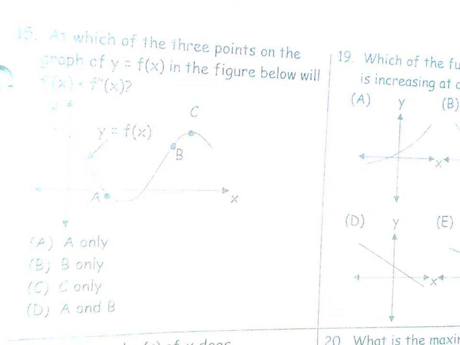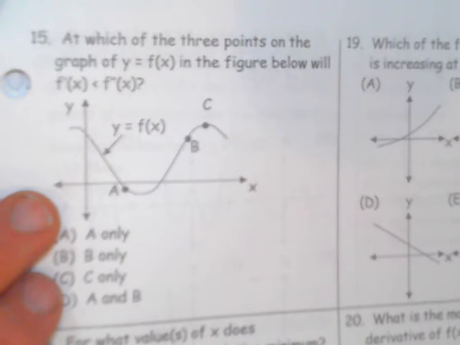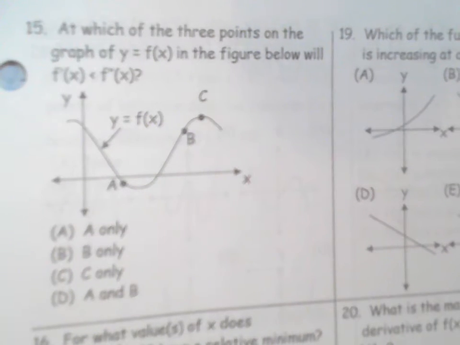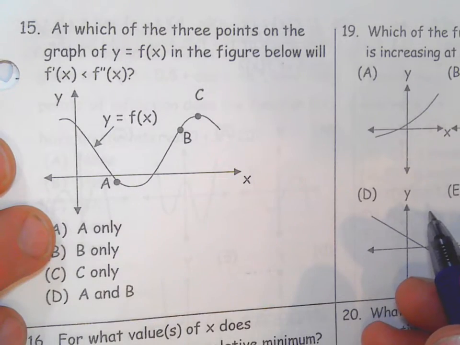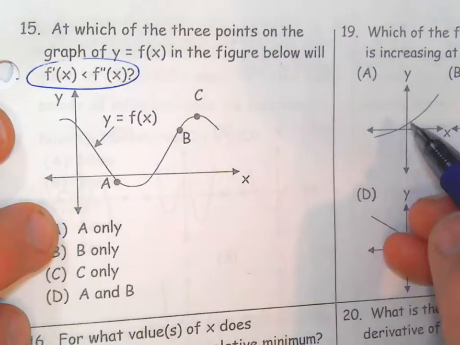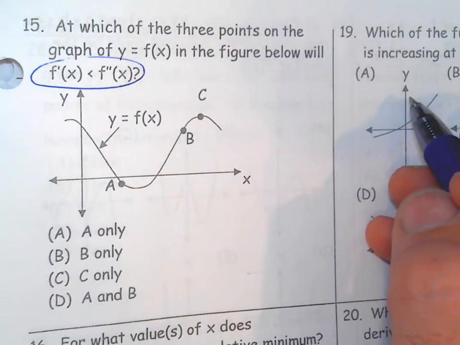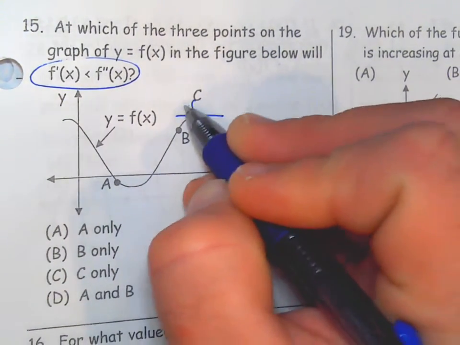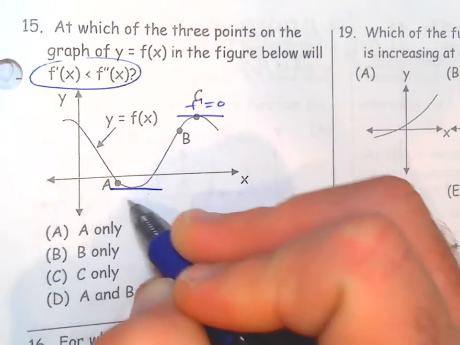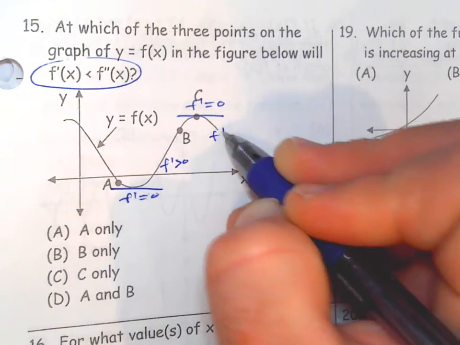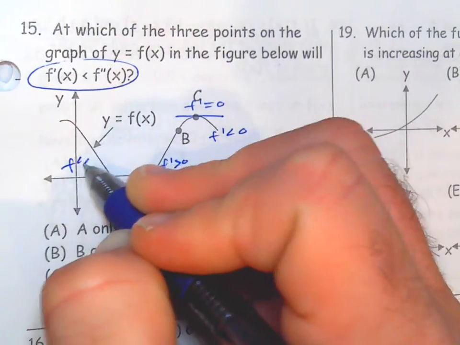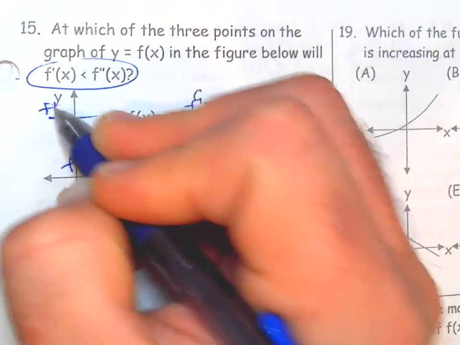Okay, 15. At which of the 3 points on the graph in the figure below will f prime be less than f double prime? Okay. So f prime is 0 here. F prime is 0 here. F prime is positive. F prime is negative. F prime is negative. Looks like f prime might be 0 there.